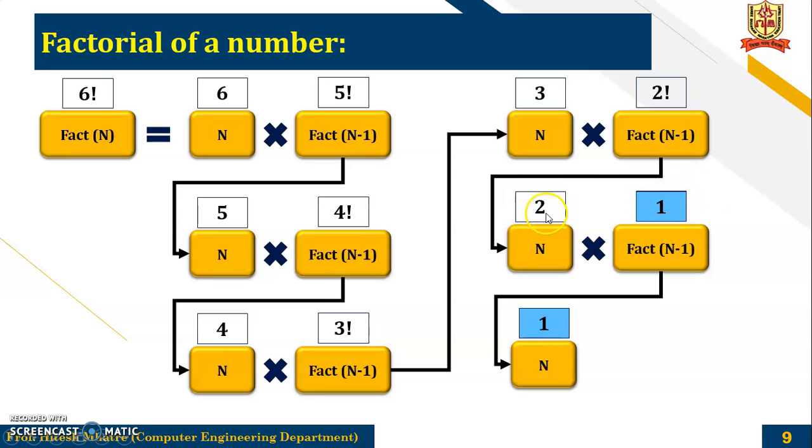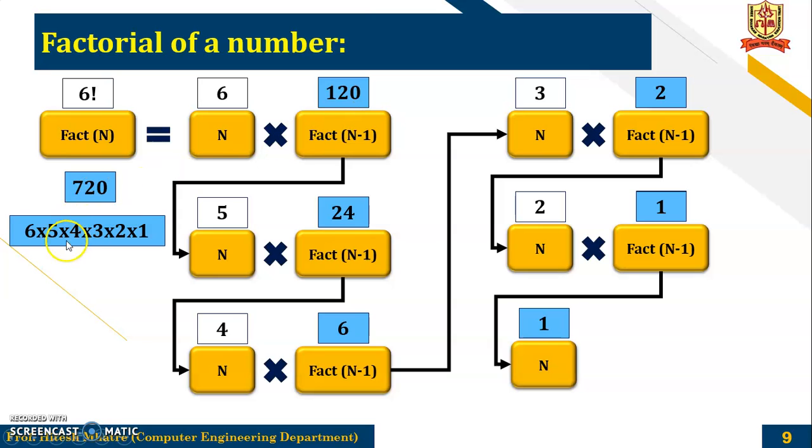Now here we can have a multiplication, that is 2 into 1, which will give you 2. This value is written here. Now we have 3 into 2, that is 6. This is written here. Then 6 into 4, that is 24. So 24 is written here. Then 24 into 5 becomes 120. And then 120 into 6. So that is 6 into 5 into 4 into 3 into 2 into 1, that is 720. So this is nothing but the factorial of a number.